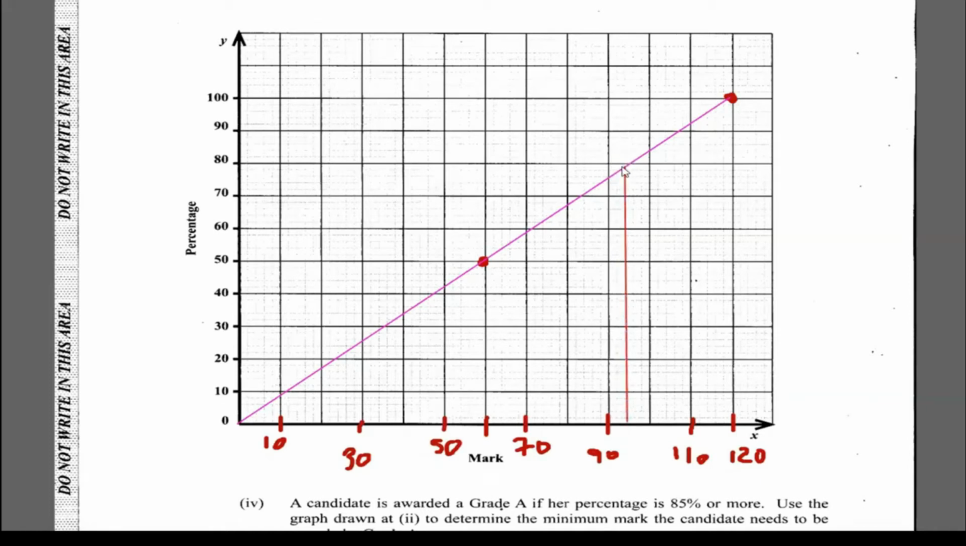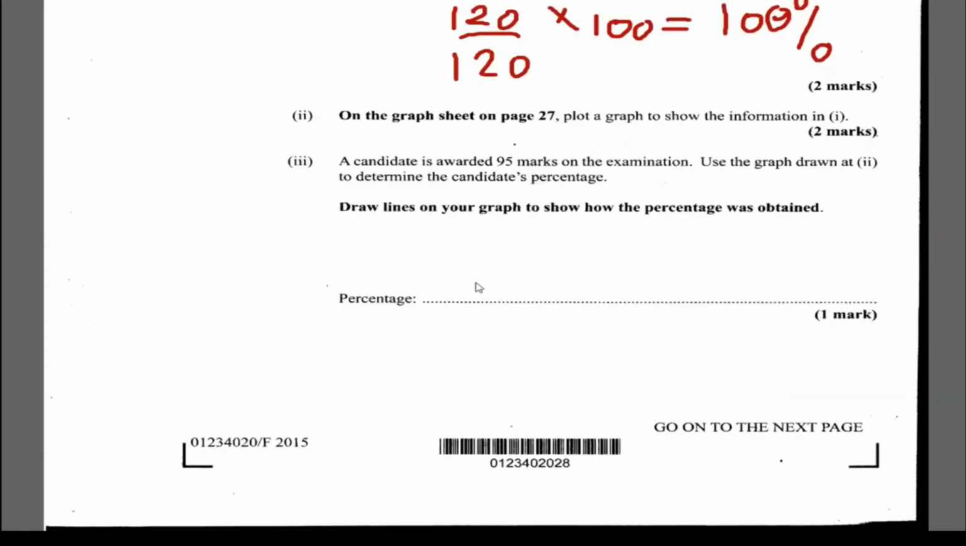And we'll connect this over. So the line going over, the percentage that I'm getting is this. So if I get 95 marks out of 120, then based on our graph, you get 78%. All right, that's 78%, based on our graph.